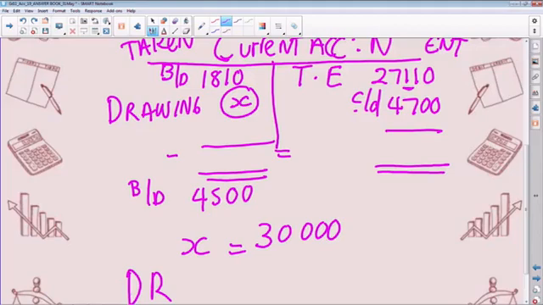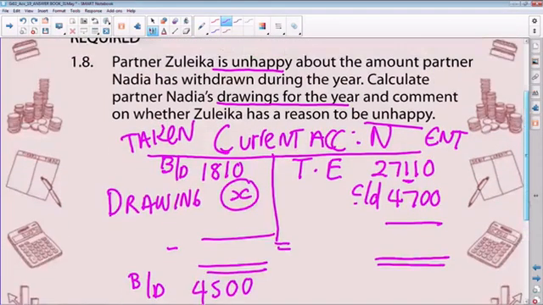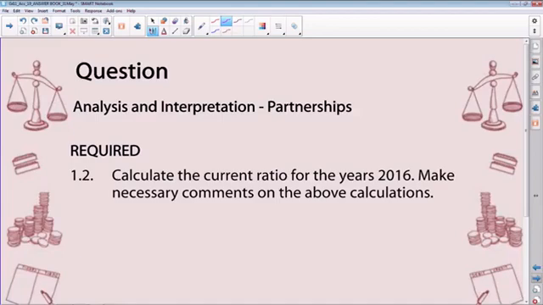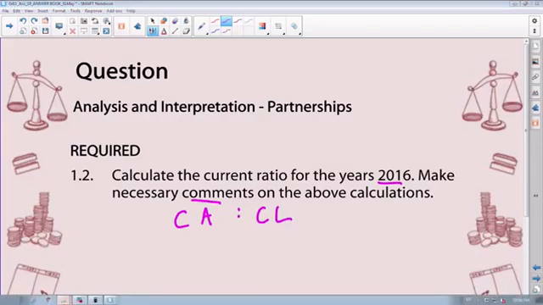Okay, right, so I've completed most of the difficult questions. Now let's try and do certain questions that you should be much more comfortable with. So we're ending off with the easier questions. Right, the first one, calculate the current ratio for 2016. Make necessary comments on the above calculation. So your current ratio, we know, we are now comparing current assets to current liabilities. So let's go to our information sheet, 2016.